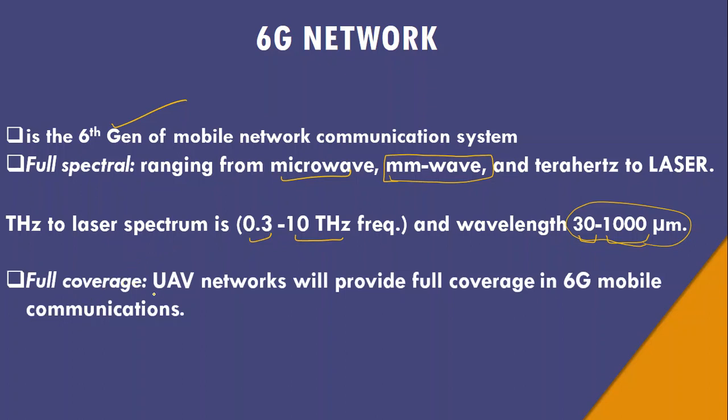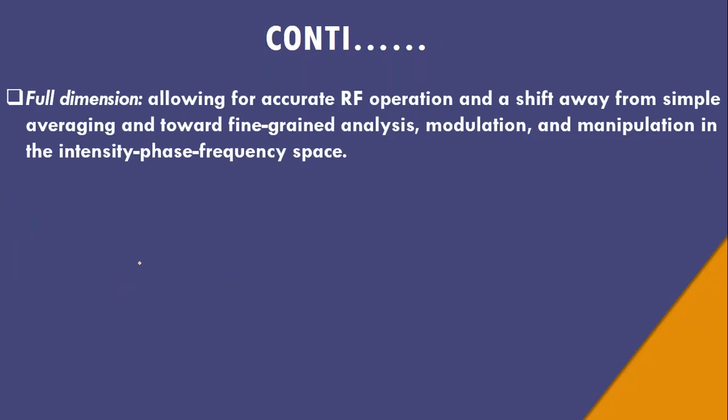The second one is full coverage. Here UAVs, the unmanned aerial vehicles, or we can say flying towers, are used in 6G to provide a full coverage network in 6G mobile communication. The third one is full dimension.